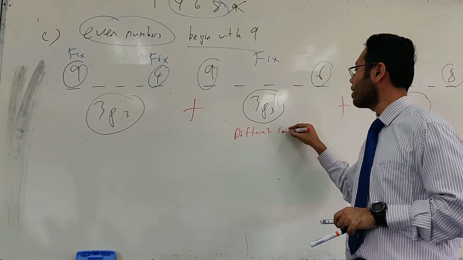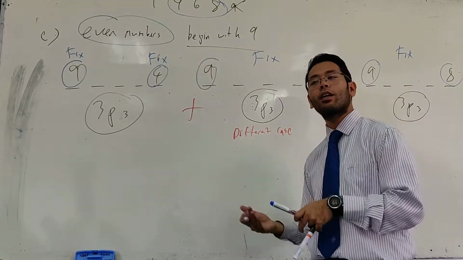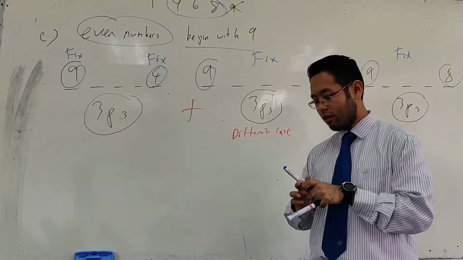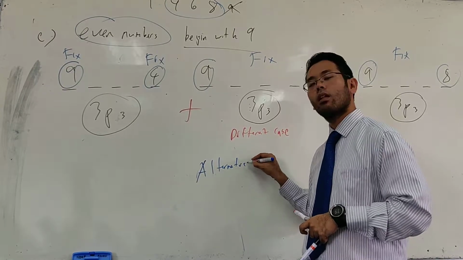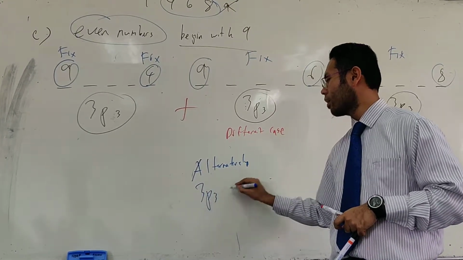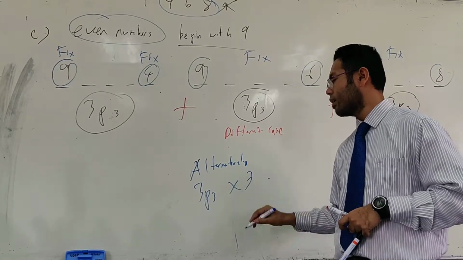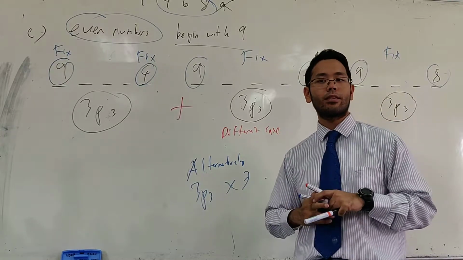You can do it that way: 3P3 plus 3P3 plus 3P3, then press it on your calculator and you get the answer. Or alternatively, 3P3 times 3 will give you the same answer. Both ways are okay as long as you get the same answer.